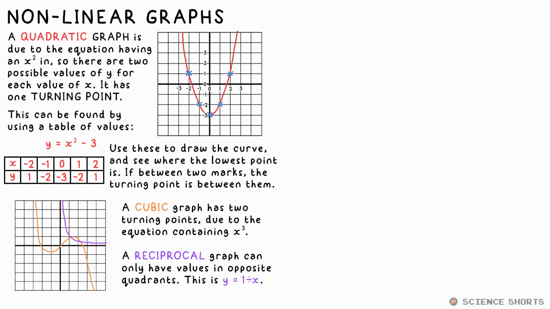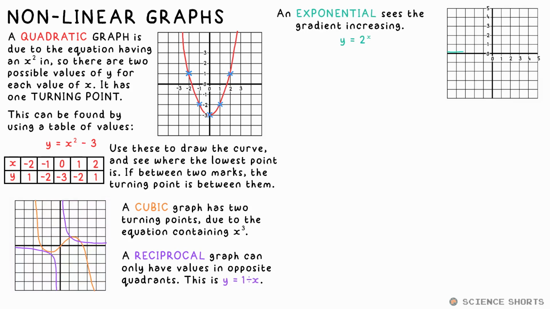Reciprocal graphs are kind of funky. Take y equals 1 over x. It looks like this. It's two separate curves. For higher, an exponential equation involves something to the power of x. Say y equals 2 to the power of x. It looks like this. It always curves upwards with an increasing gradient.